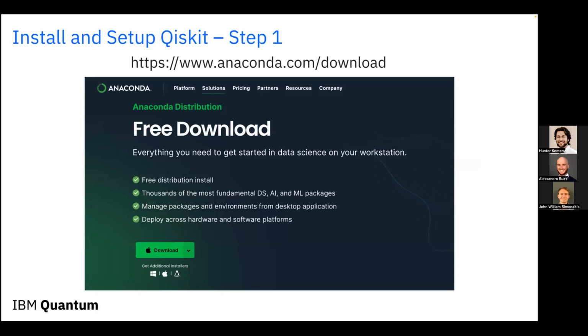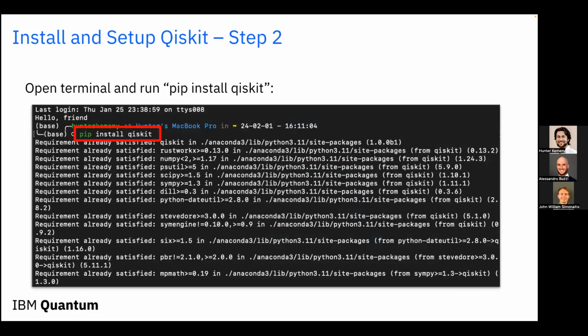So for folks that don't have Qiskit installed, you may want to first download Anaconda, which will help you keep your workspace clean. If you don't want to download Anaconda, that's cool. You can also just pip install Qiskit directly from the terminal.